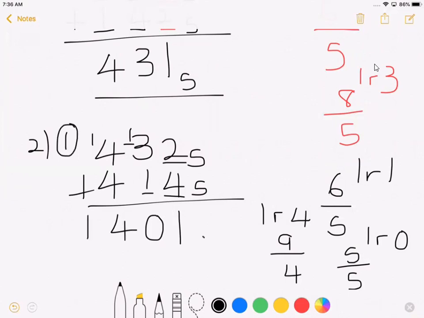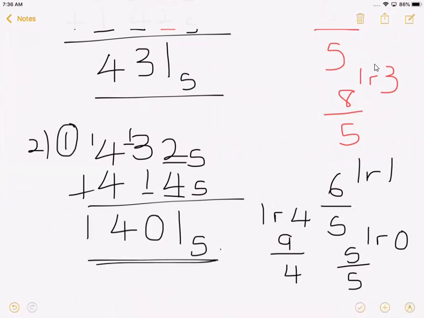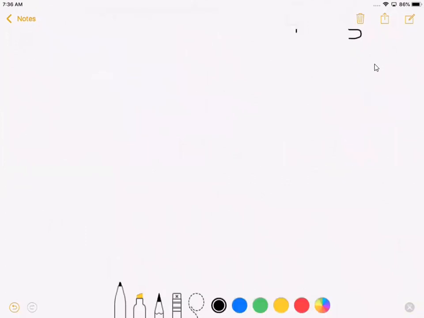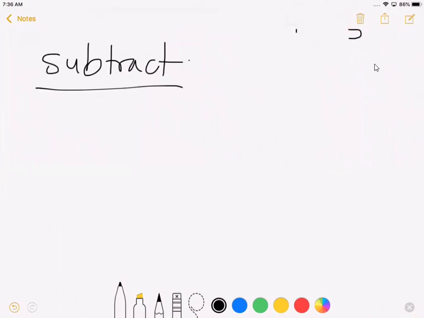Then the answer is in base what? In base 5. The answer is in base 5. Let's do subtraction. Subtract. (41) base 5 minus (32) base 5.